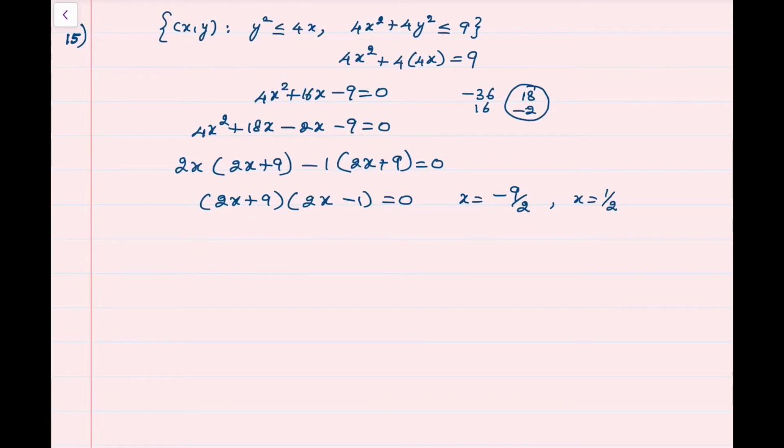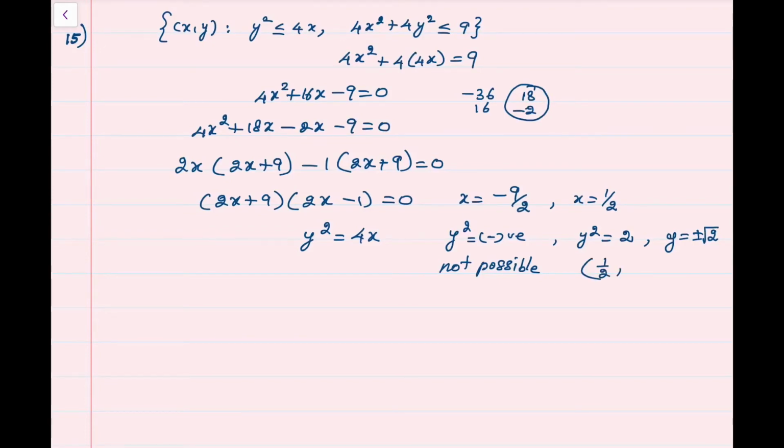Let us find y values. We will substitute in y square equal to 4x. y square is negative here. Not possible. Square of a number cannot be negative. If x is half, y square is 4 times half. Therefore, y is plus or minus root 2. Therefore, the points of intersection are (half, plus or minus root 2).